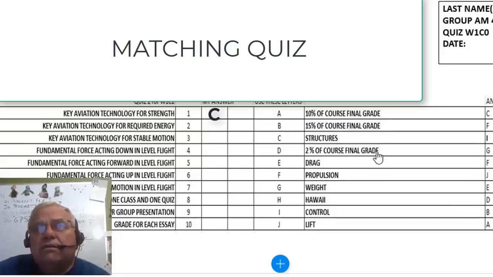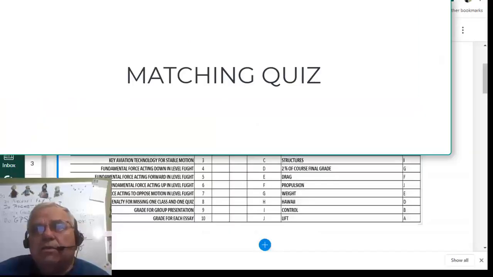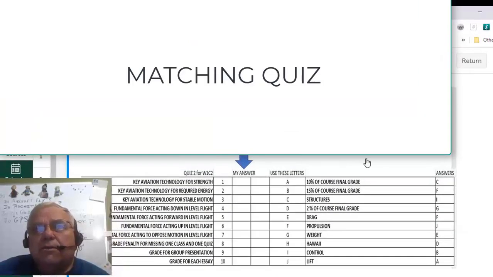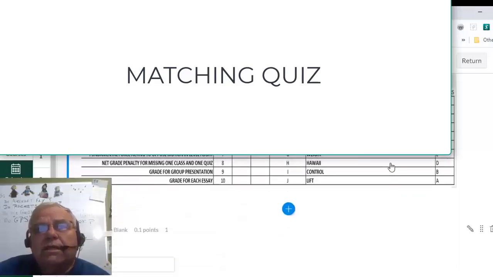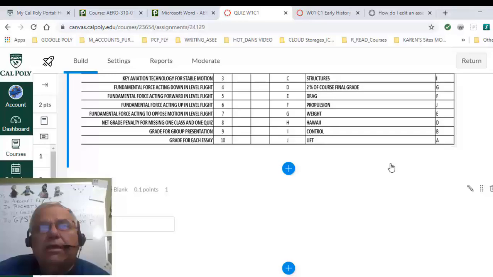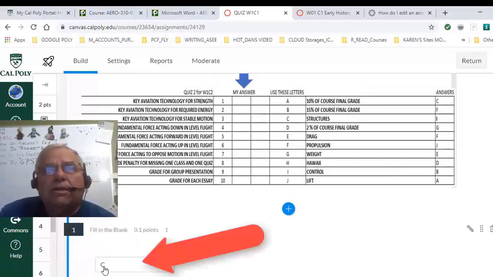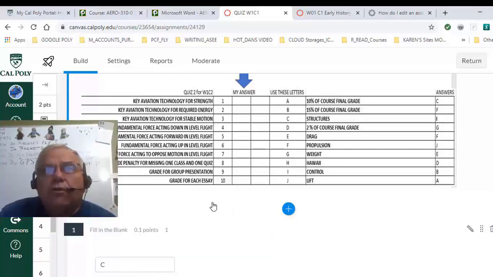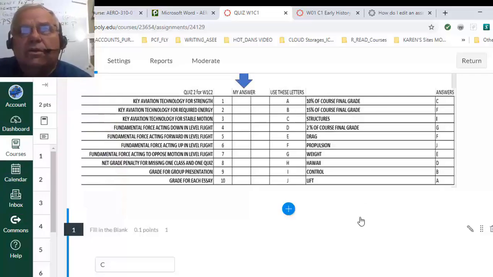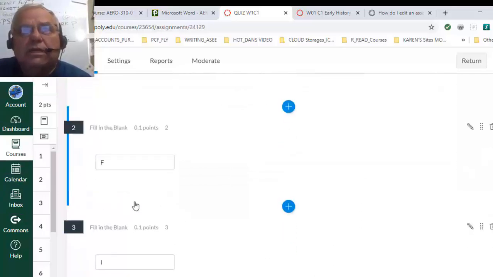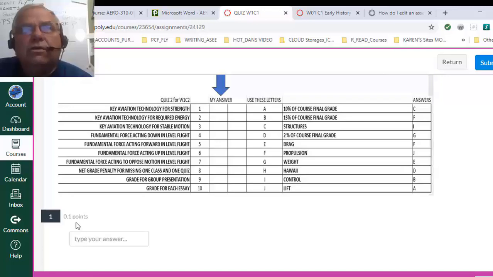This gives you an idea that almost all the quizzes and the exams will look something like this. To some extent there'll be variations, but the quiz questions are going to stay the same for this week, for this class. And you can see this fill in the blanks right here. Question 1, when it comes up, the answer is going to be C. The grade for your group presentation is going to be B, which is 15% of your final course grade. So you can see how you would put those answers in, and then here's your first question.